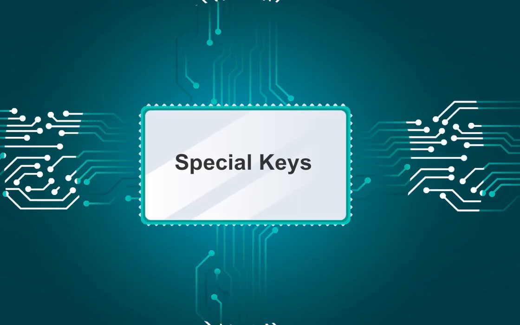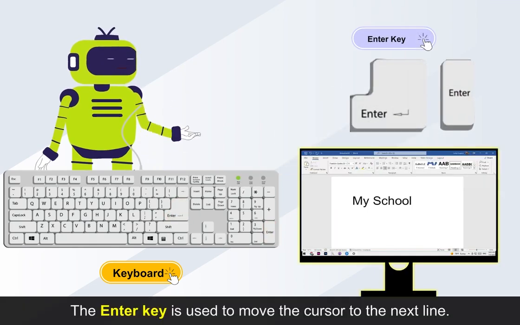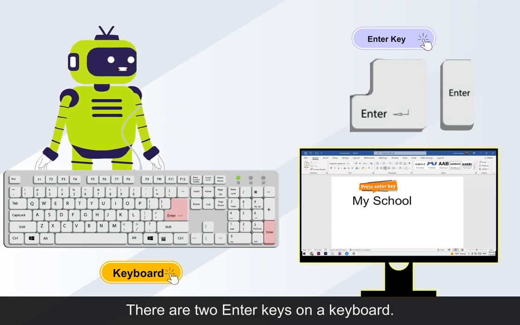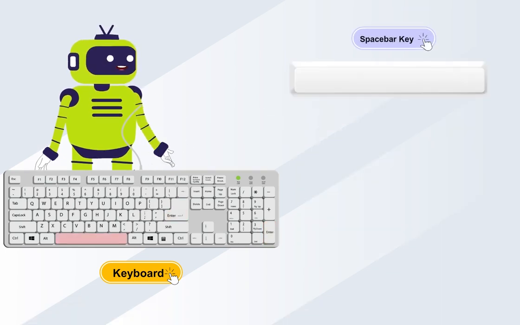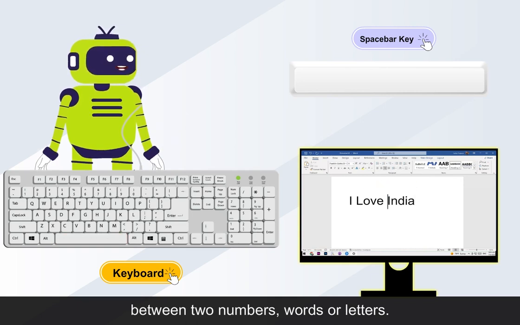Special keys. Let us learn about some special keys. Enter key. The Enter key is used to move the cursor to the next line. There are 2 Enter keys on a keyboard. Spacebar key. The spacebar key is used to insert a space between 2 numbers, words, or letters. It is the longest key on the keyboard.